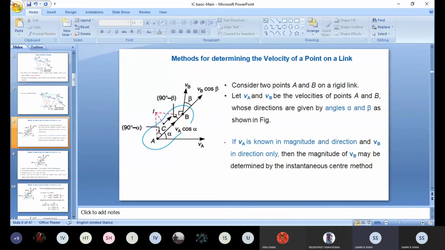Already we discussed the relative velocity method and we worked many examples regarding it. Now, the instantaneous center method is convenient and easy to apply in simple mechanisms, whereas the relative velocity method may be used for any configuration diagram. We have already discussed the relative velocity method, so we will talk directly about the instantaneous center method.